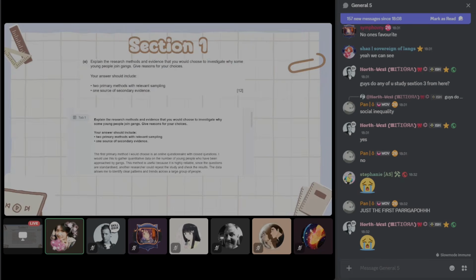This method is useful because it is highly reliable. Again, according to the mark scheme, we need to talk about reliability and such. Since the questions are standardized, another researcher could repeat the study and check the results. The data allows me to identify clear patterns and trends across a large group of people. Now, please scroll down.